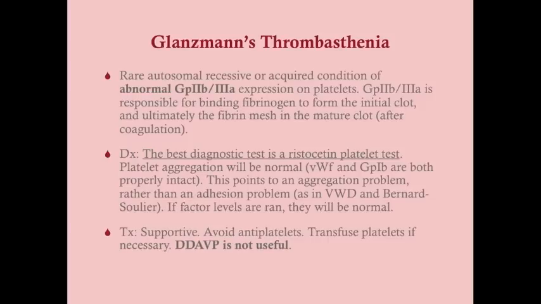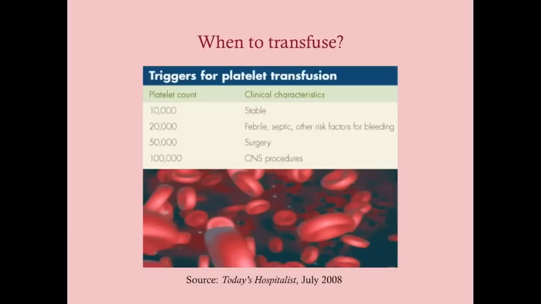So when do we transfuse? Well, usually it's going to be important when you're talking about surgery. So if you're going to do any kind of surgery, definitely if it's below 50,000. And if it's neurosurgery, you're going to want to be a little more careful, so usually about 100,000. Anytime the patient gets below 10,000, you're going to transfuse them.